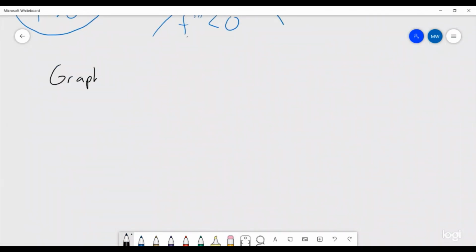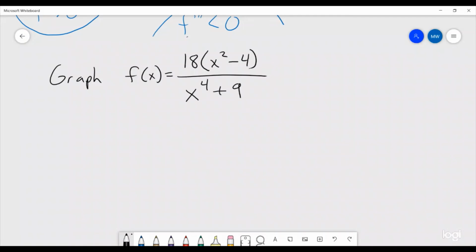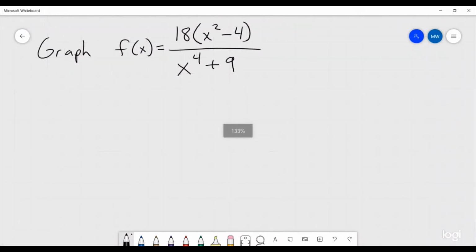graph f of x is equal to 18x squared minus 4 divided by x to the 4th plus 9. If we were given this and told to graph it on a test, how would we do that? Especially if we weren't given a graphing calculator. How are we going to be able to do that? Go ahead, pause the video, and try and do your best to graph this function.